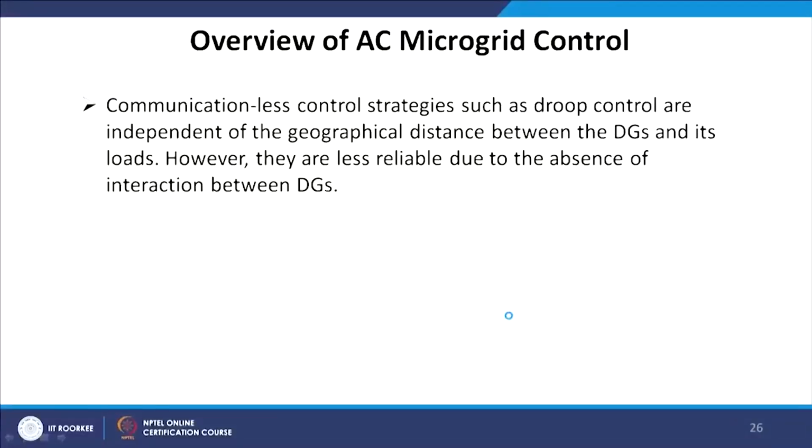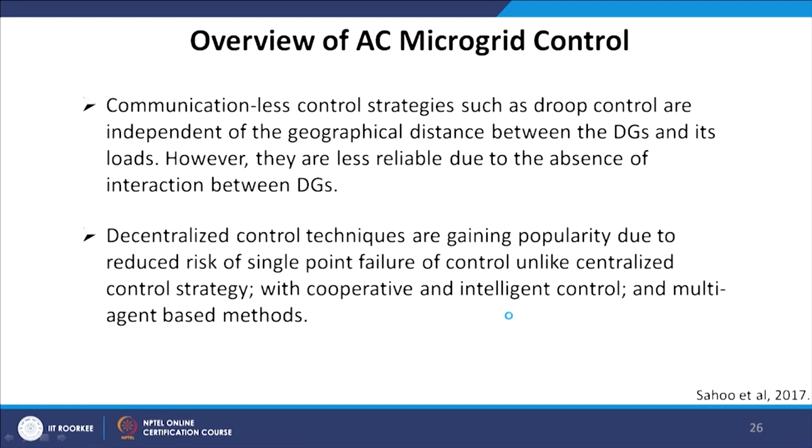Communication-less control strategies such as droop control are independent of the geographical distance between the DGs and its load. However, they are less reliable due to the absence of interaction between the distributed generators. Decentralized control techniques are gaining popularity due to reduced risk of single point failure of control, unlike centralized control strategy, with cooperative and intelligent control and multi-agent based methods.